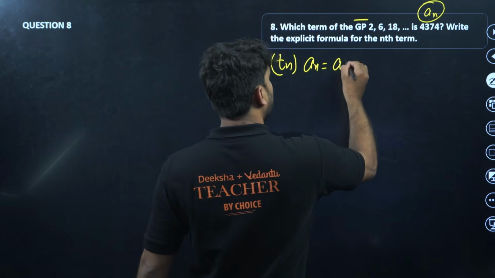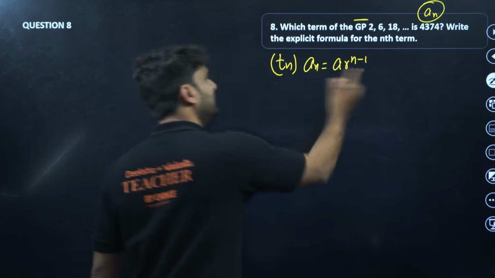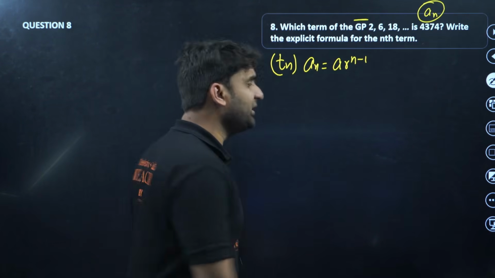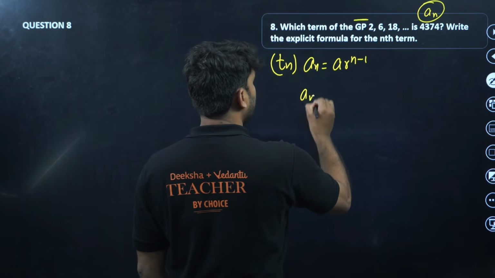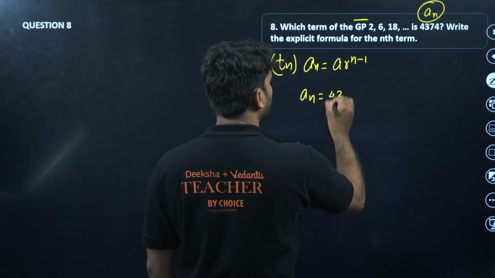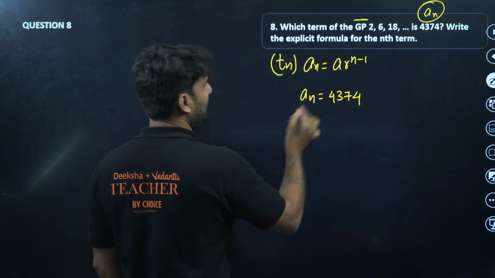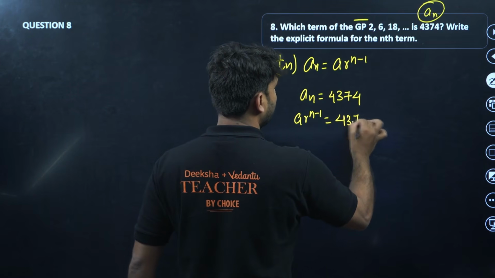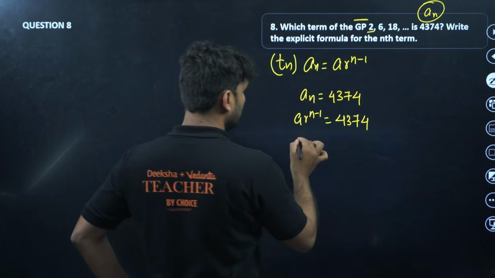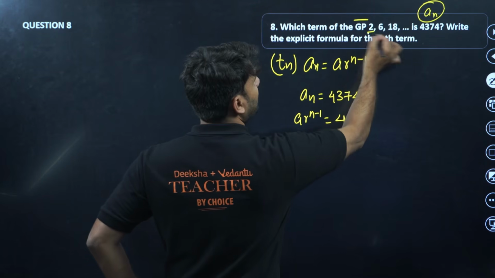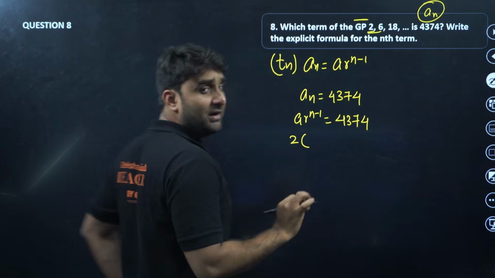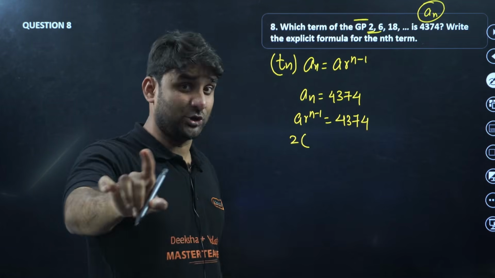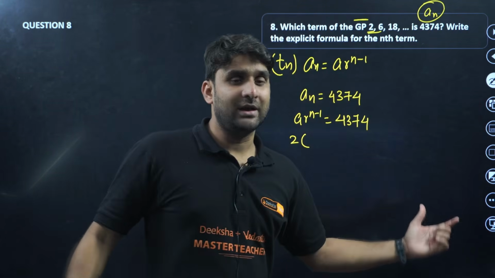So the formula we have is a r to power n minus 1. This formula we can use. Okay, we have a, we have r, we have everything. So let's assume an is equal to 4374. The formula of an is a r to power n minus 1. A we have is 2. So 2 into r, we have 6 divided by 3. You know r? R is not the common difference. R is the common ratio. Please make sure. Common difference is in AP and common ratio is in GP.